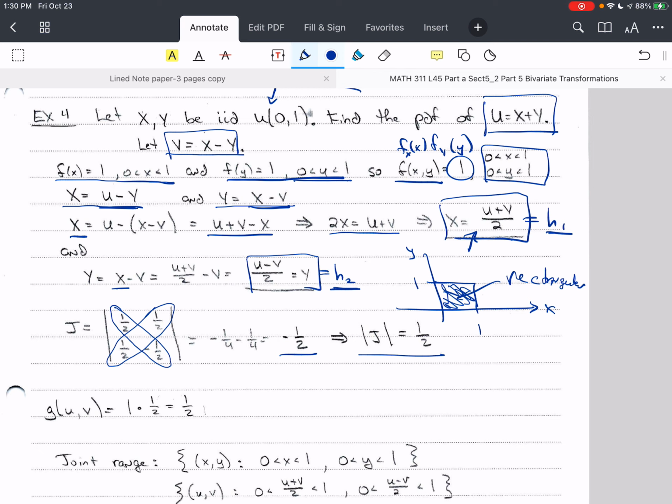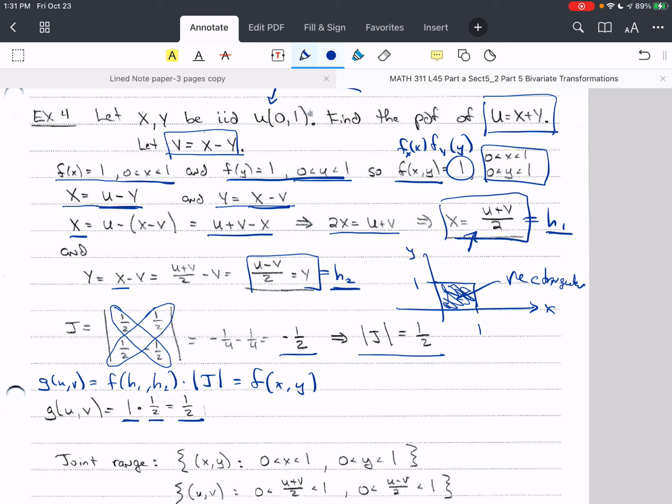To use the transformation theorem, remember that g of u v is equal to f of h1 h2 times the absolute value of the Jacobian. But f of x, y was simply 1. There is no x or y in there. So this becomes a 1, and then the absolute value of j, the Jacobian, was 1/2, so that just gives me 1/2.